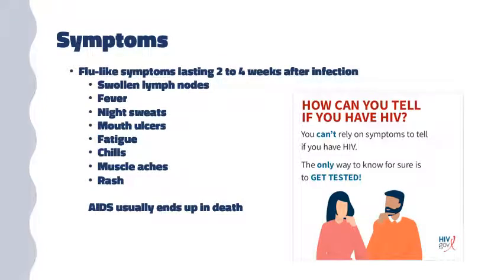Symptoms. Flu-like symptoms can last 2 to 4 weeks after initial infection. These include swollen lymph nodes, fever, night sweats, mouth ulcers, fatigue, chills, muscle aches, and rash. And then if you have AIDS, that can sometimes be fatal, usually can be fatal. So you can't really rely on symptoms to tell if you have HIV, so the only way is to get tested.